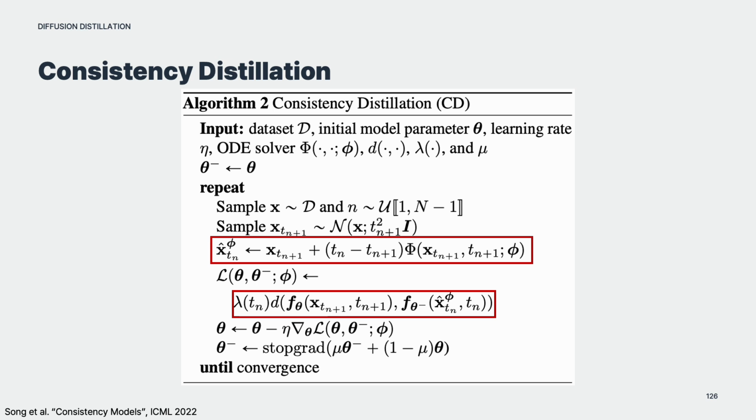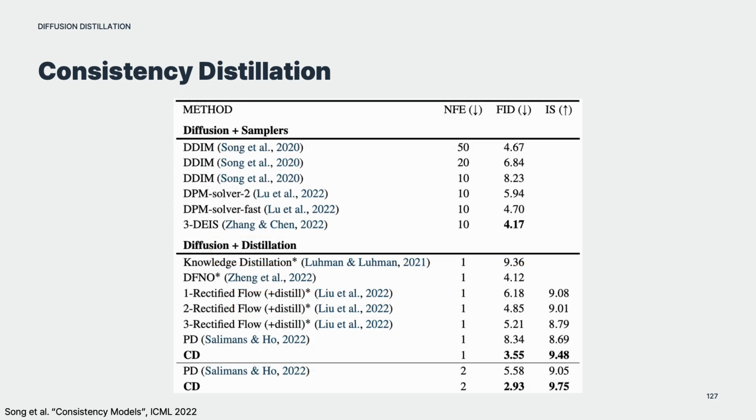If you look closely at the algorithm, the red box at the top shows the process of using an ODE solver to obtain the image from the previous time step. Based on this, the red box at the bottom measures the distance and updates the model in a way that accelerates it. As a result, consistency distillation, CD, enables one-step sampling and achieves better performance than PD, progressive distillation, as well as other model types such as flow-based models like rectified flow.